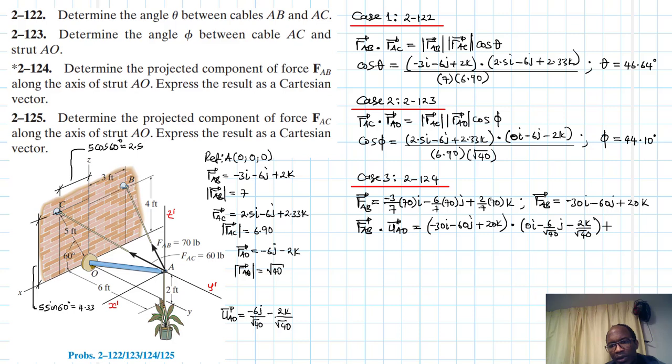Okay, so what do we get when we do this? Let's work it out. We know how to do the dot product. So minus 30 times 0, of course, is 0, and plus 60, minus 60 times 6 divided by root of 40, and then we have plus 20 times minus 2. So I'll start with just a minus. Let me just say minus outside. So we have 20 times 2 divided by root of 40.